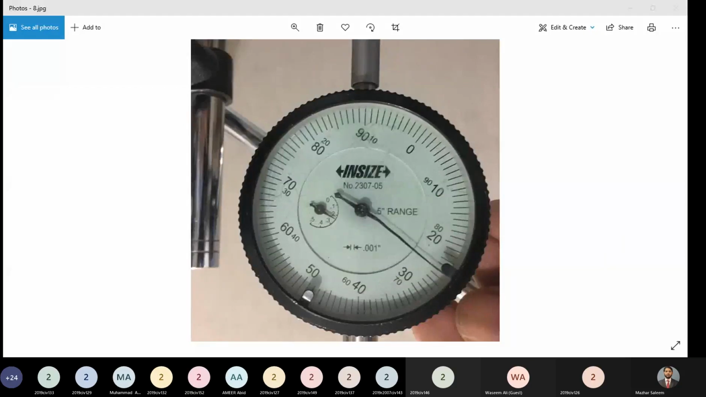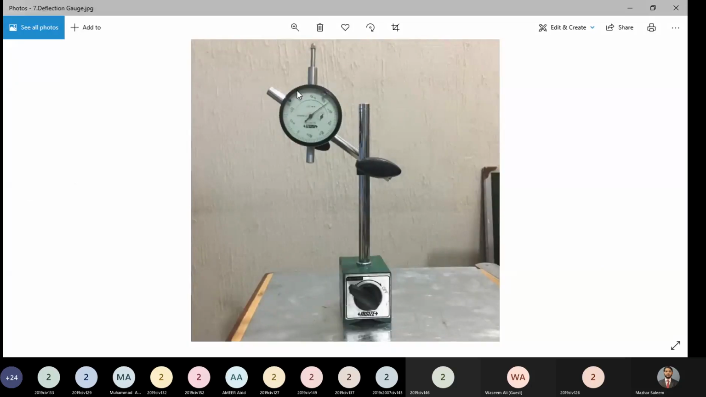So in case of dial gauge, let me come back to the previous picture. If the dial gauge is installed in this orientation, then the pin is at the top. When the pin moves in the downward direction, the needle of the dial gauge rotates in the clockwise direction.